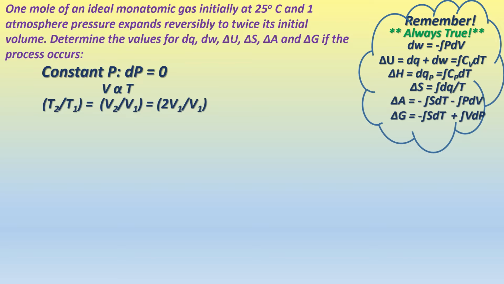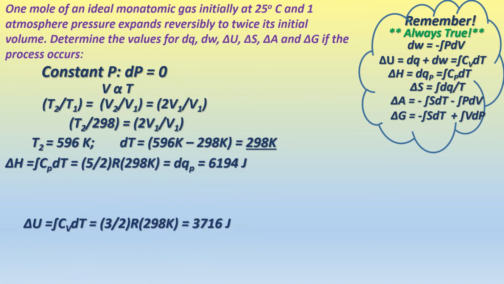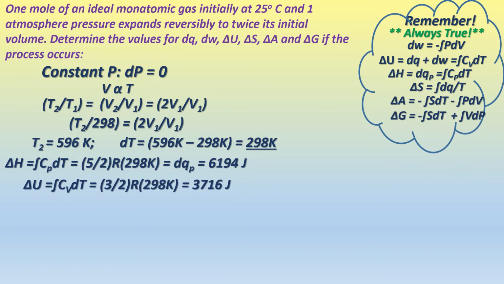Or once again, since the volume doubled, in this case, to make the math easy, T2 over T1 is equal to 2. T2 winds up being 596 degrees, and you have a delta T of 298 degrees, which will help you, once again, once you know what dT is. Delta H is the heat at a constant pressure, Cp dT, 6,194 joules. Delta U, heat capacity at a constant volume dT, 3,716 joules.